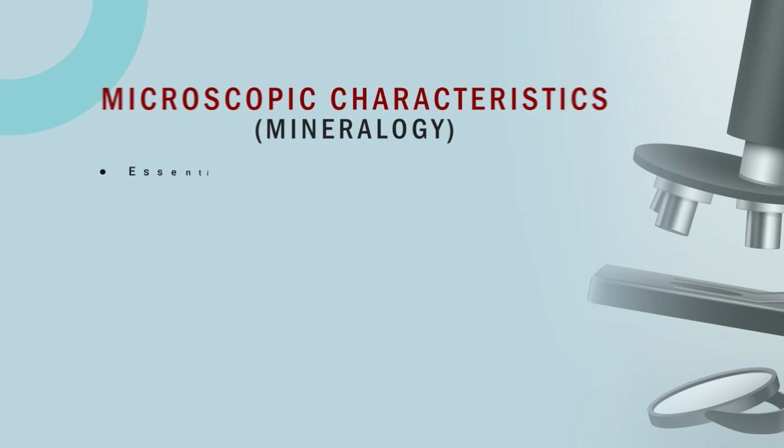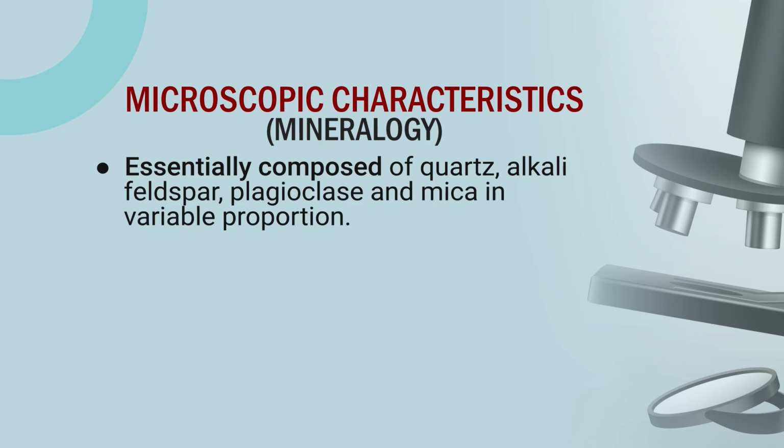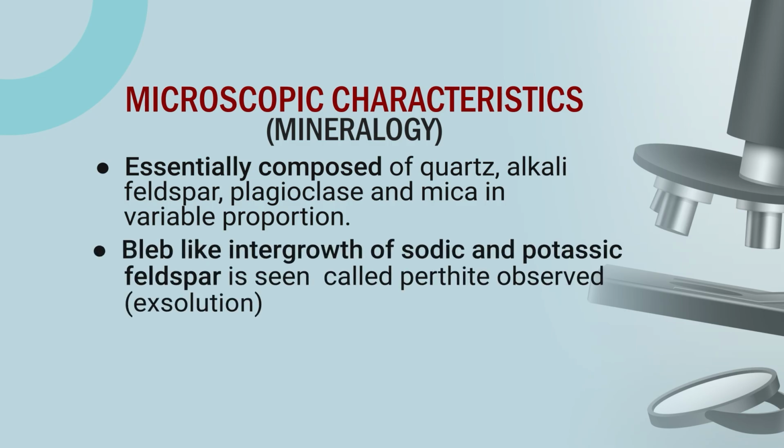Mineralogy-wise, granites are essentially composed of quartz, alkali feldspar, plagioclase and mica in variable proportion. Mica may include both muscovite and biotite. Blob-like intergrowth of sodic and potassic feldspar is also observed, which we call perthite. This is an exsolution texture.